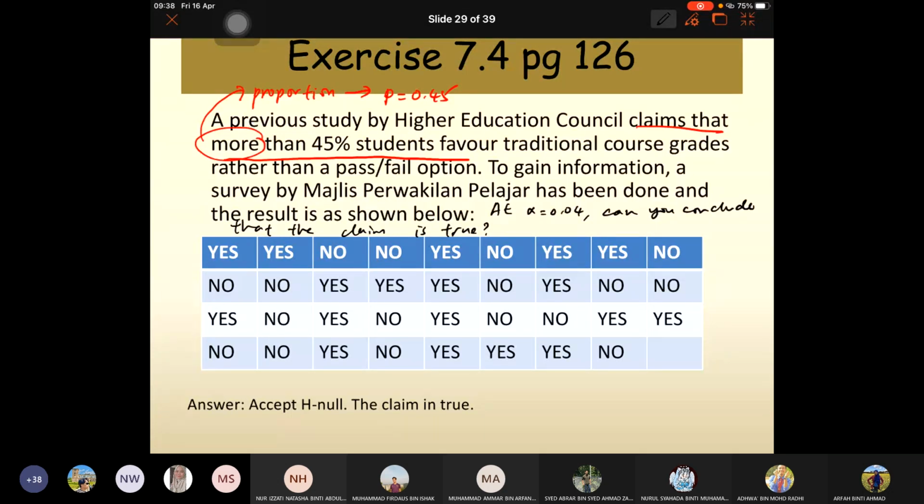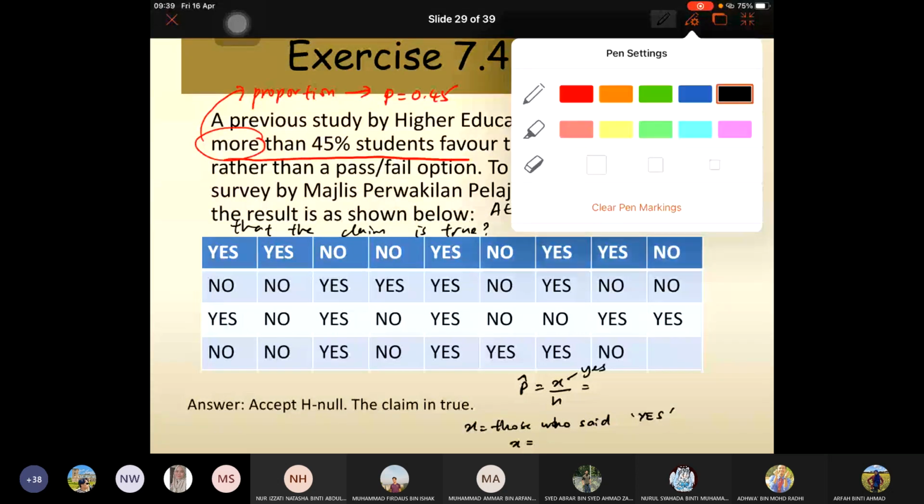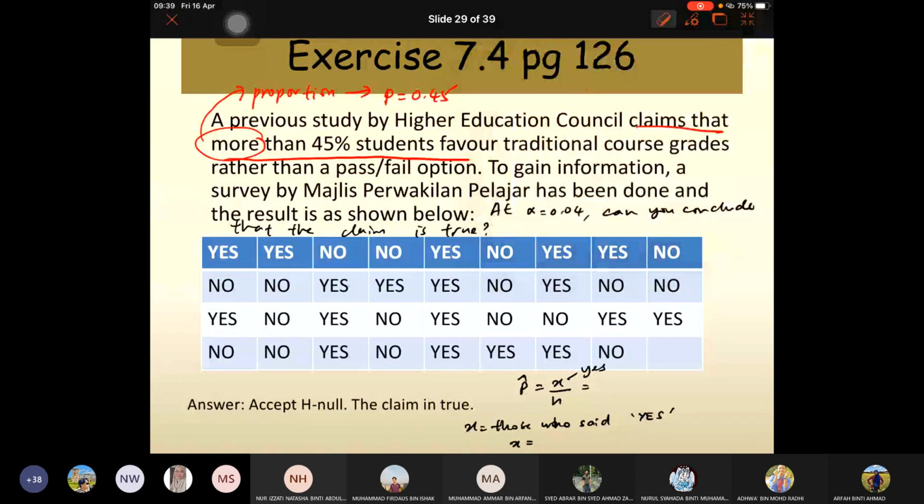Macam mana nak dapatkan P hat? P hat akan sama dengan X dibahagikan dengan N. So X awak ni apa karakteristik yang kita berminat? Yes. Okay, yang jawab yes. So kira yang jawab yes. So X sama dengan those who said yes. Okay. So kira X sama dengan berapa from the raw data? Berapa nilai X dan berapa nilai N?